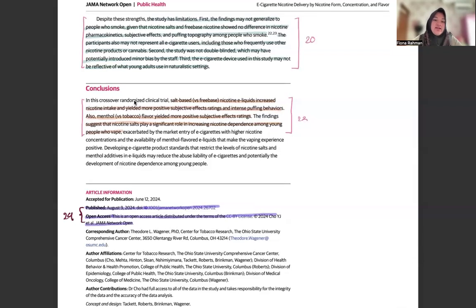The result is that salt-based versus free-base nicotine in liquid increased nicotine intake and yielded more positive subjective effect ratings and more intense puffing behaviors. Also, menthol versus tobacco flavor yielded more positive subjective effect ratings. The findings suggest that nicotine salt plays a significant role in increased nicotine dependence among young people who vape.